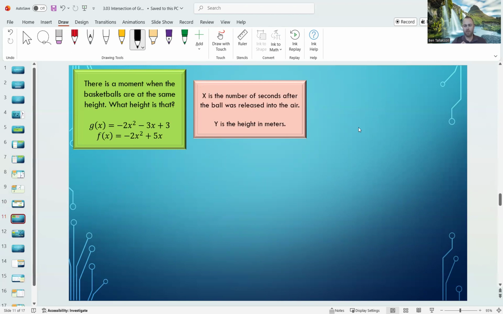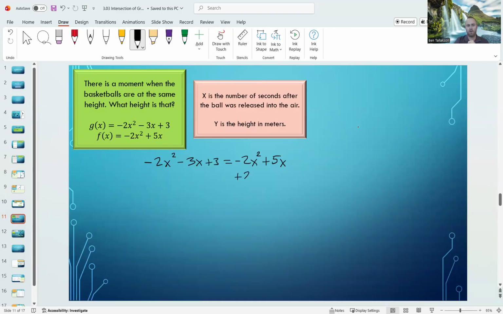And I even gave you this helpful clue. You should know this already, but x is the number of seconds after the ball is released into the air. Think about a graph. X-axis is time. Y is the height in meters. Okay, we could graph these, but I would say solving algebraically is going to be much nicer. So here we go. Set one function equal to the other. If you want to test yourself, pause and work it out right now.